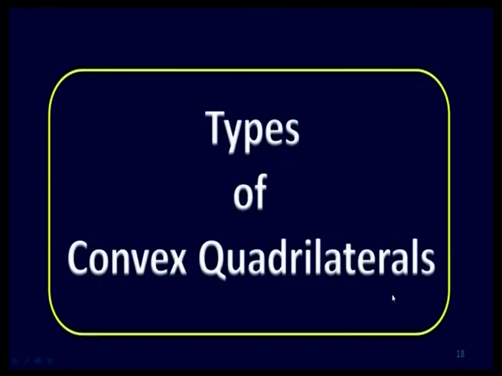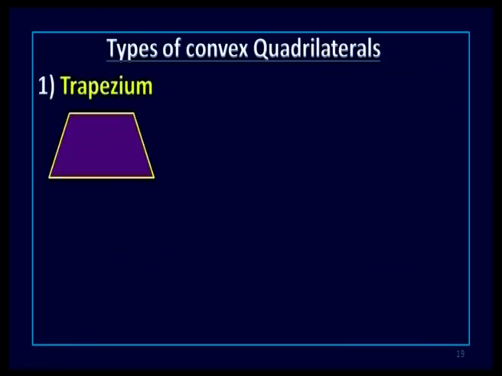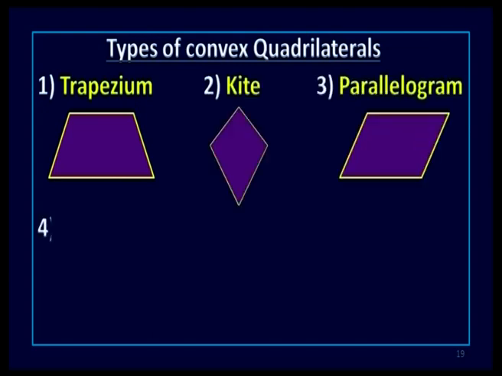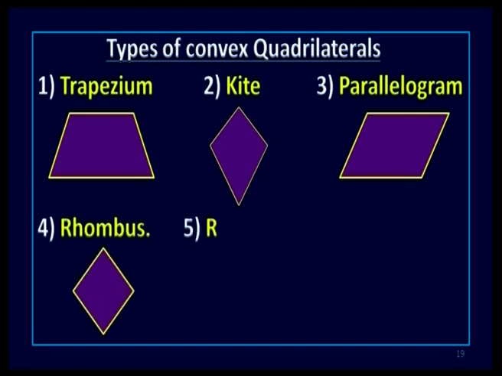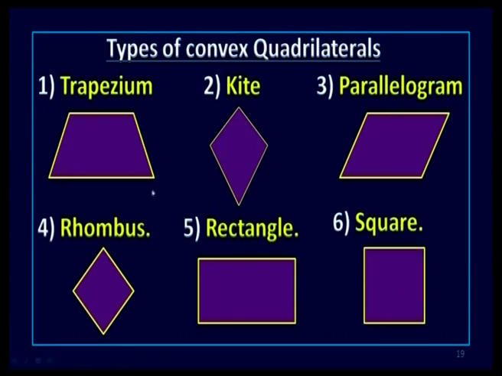Now let us understand types of convex quadrilaterals. Children, here the first one is trapezium, second one kite, third one parallelogram, fourth one rhombus, fifth one rectangle and sixth one square. Children, we have 6 types of quadrilaterals. What is the first one? Trapezium, next kite, parallelogram, rhombus, rectangle and square. Children, in your earlier classes you already learnt about rectangle and square. Now in this session let us understand what these quadrilaterals are and their properties.